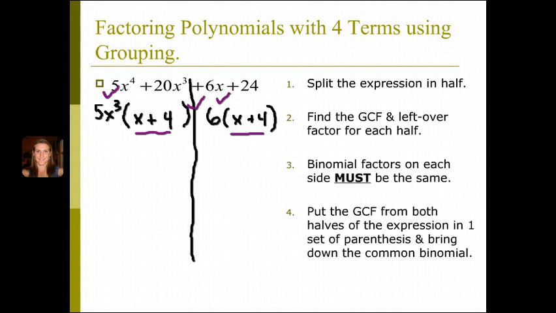Now all we have to do is put our greatest common factors inside of one set of parentheses, so 5x cubed plus 6, and then in our other parenthesis we have x plus 4, and those are the two factors of that polynomial. If you are still not sure with this method, you can always double check using the box method.